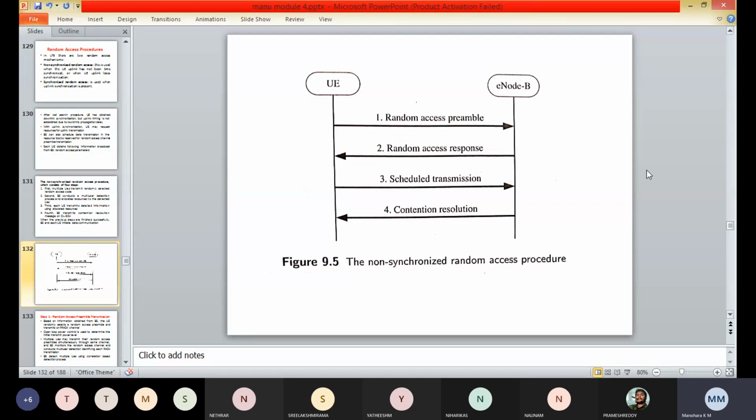Here in the first step, the multiple user equipments will transmit a randomly selected random access code. Coming to the second step, the eNode B conducts a multi-user detection process and allocates the resources to the detected user equipments.